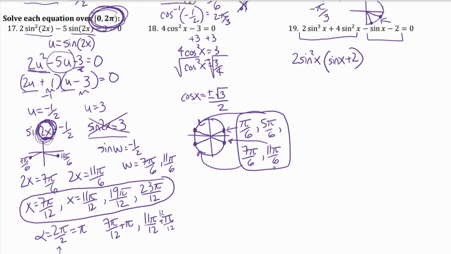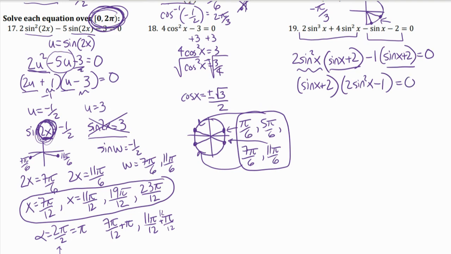And then here I can factor out a negative 1, and I'm left with sine x plus 2. And oh my goodness, I have sine x plus 2 and sine x plus 2. So I can factor out a sine x plus 2, and then what am I left with? 2 sine squared minus 1. All right, let's set each of these equal to 0. So I get sine x is equal to negative 2. Now you already know on the unit circle, can you have a sine value outside of negative 1 and 1? No, so that's not going to be possible.